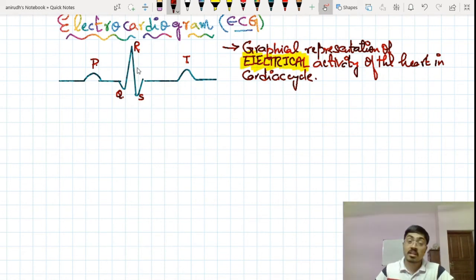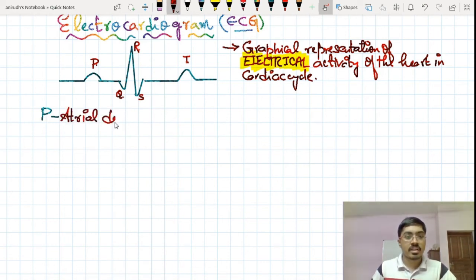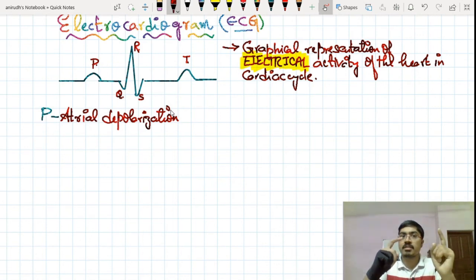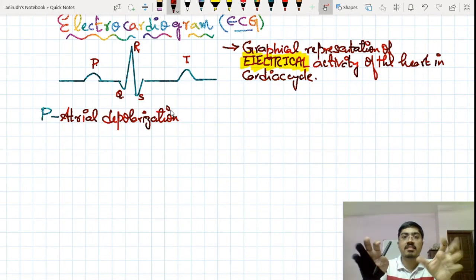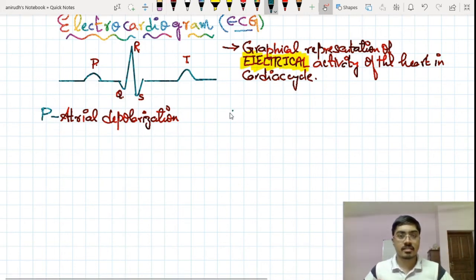Now we are supposed to know the meanings of these particular waves. So the P wave signifies atrial depolarization. Remember that. That means the impulse that is generated from the SA node has gone into the atria, right and left atria. When the atria receive the impulse, this is the wave that is actually representing the atrial depolarization. Okay, next one is the QRS.